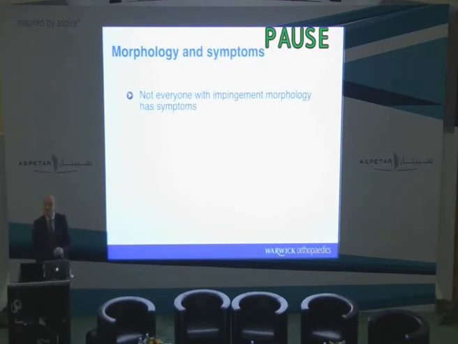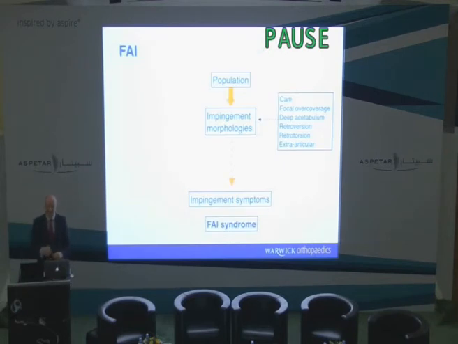Not everyone with impingement morphology has symptoms. And in fact, most studies are now demonstrating that most of the people who have abnormal morphology do not have symptoms. So it looks as if it is possible that if you've got an impingement type morphology, you will develop impingement symptoms. And if you have both of those, I say you've got FAI syndrome, which is, I think, exactly what Joe was saying earlier on. FAI should be considered as a syndrome, not a radiographic diagnosis. You've only got it if you've got symptoms and signs and radiographic appearances which are consistent.